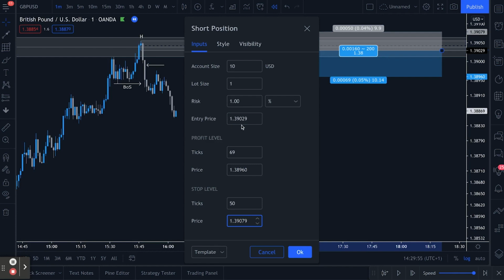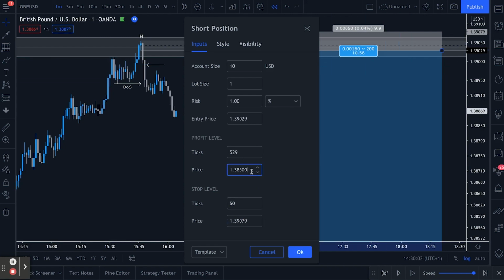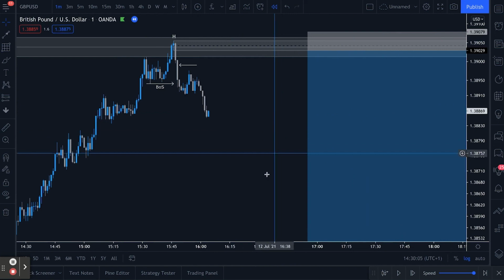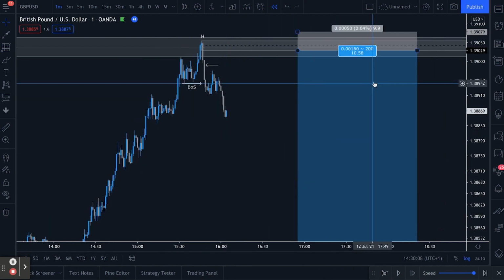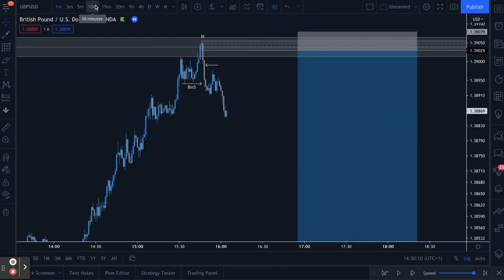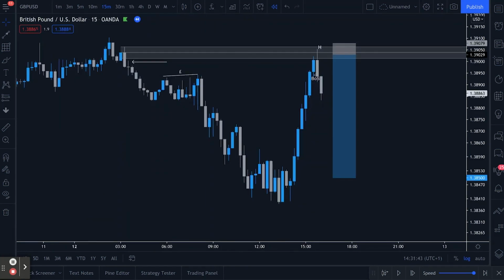My entry was right on 1.39029. My stop level was 1.39079, so a 5 pip stop, and my target was 1.385. So this was a total risk reward trade of 10.58R. That means we can make 10.58 times whatever we risk. So why did I identify 1.385 as my target for this trade?